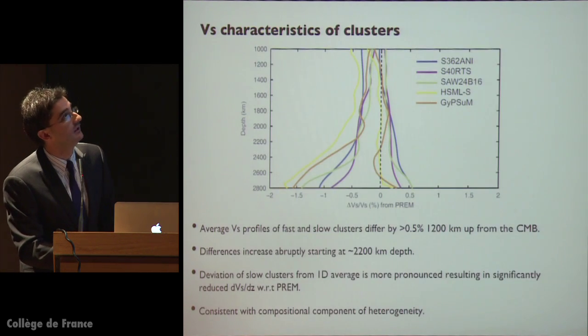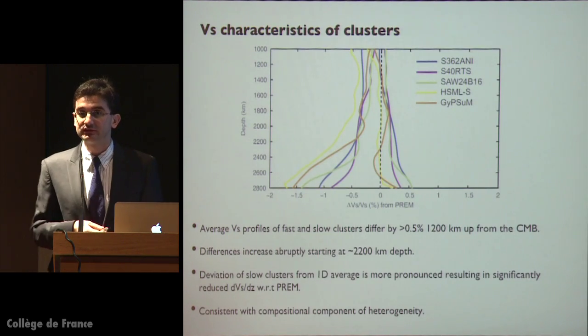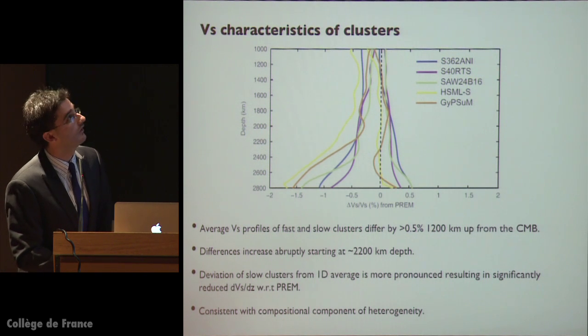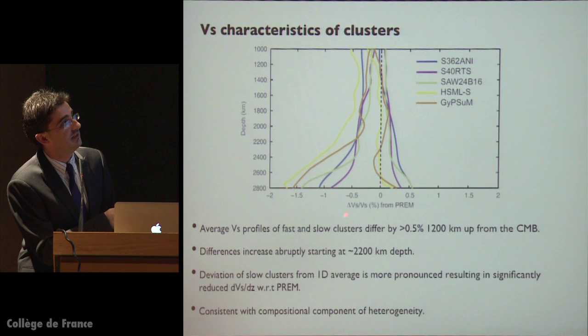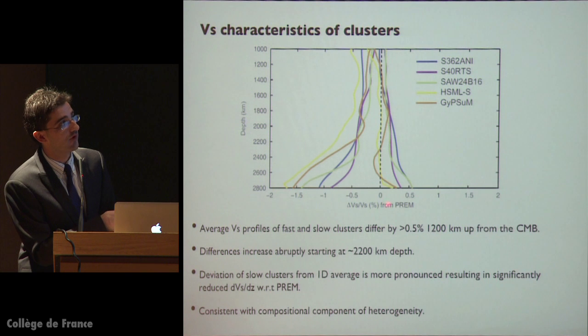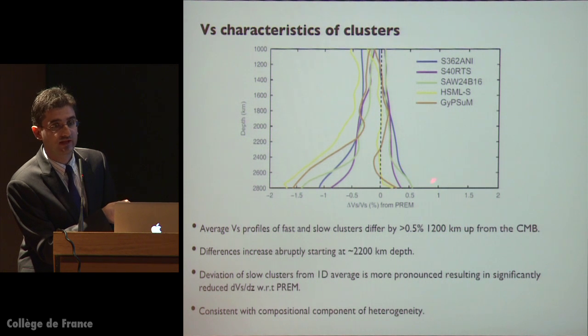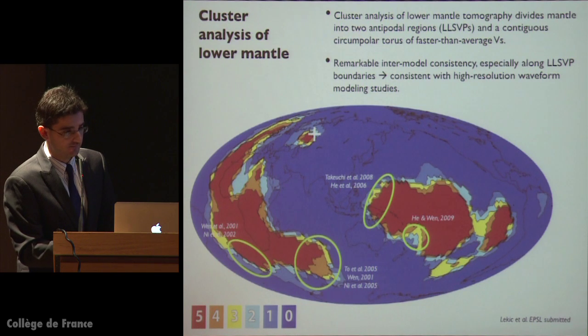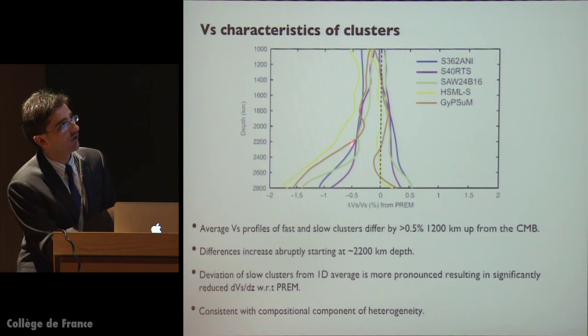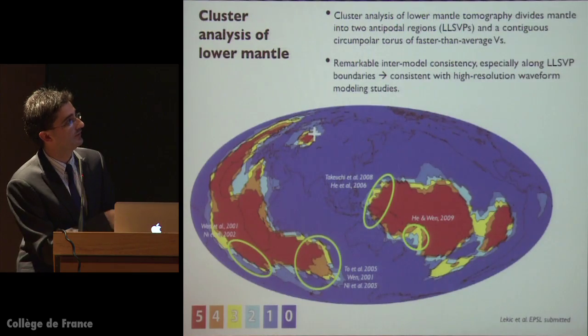So now let's look at the average VS profiles within these models. Here I'm showing the deviation, so delta VS over VS in percent, from PREM. These curves here pertain to the fast clusters, so this is for these blue regions. And then these curves here are for the slow clusters, so in the red regions.